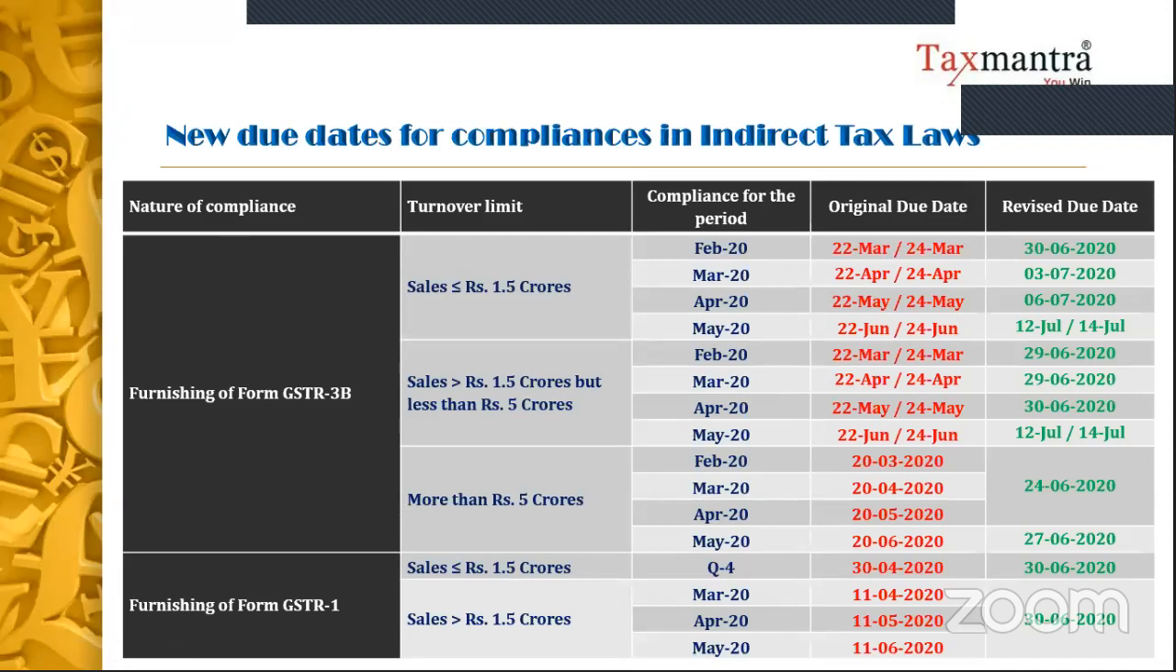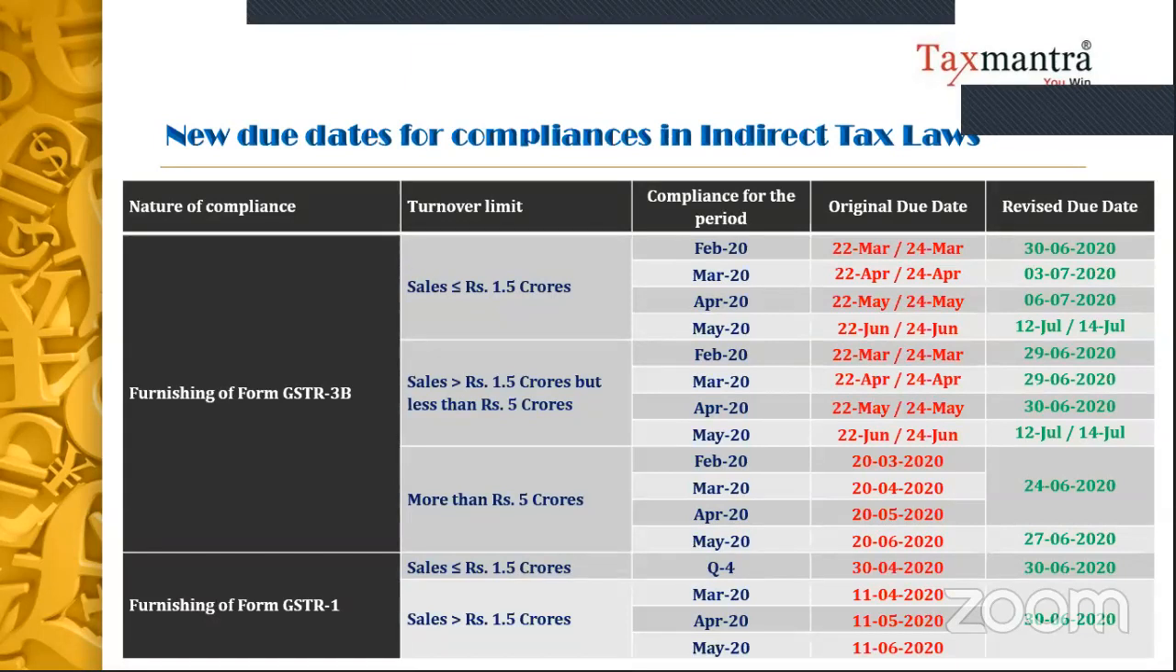Now, moving into the next section, the new due dates for compliance in indirect tax laws. This is basically the filing of GSTR forms. We are segregating into three categories based on the turnover limit. If the taxpayer has a turnover of less than 1.5 crore, there is one category. If the taxpayer has a turnover of more than 1.5 crore but less than 5 crore, there is a second category, and more than 5 crore of turnover, there will be the third category.